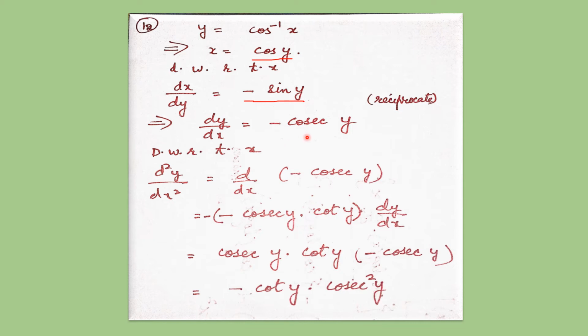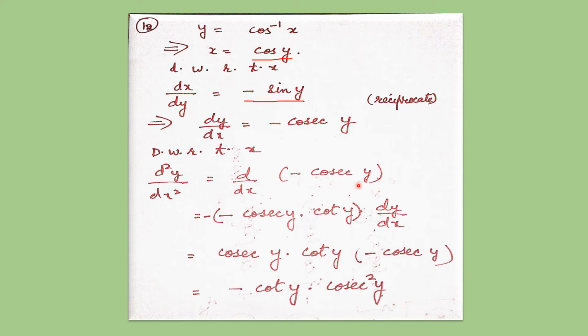Answer will be minus cosec y. So dy by dx is equal to minus cosec y. Again, because we want the second order derivative, differentiate with respect to x. You will get d square y upon dx square is equal to d by dx of minus cosec y. Right? So this minus will come in the beginning as it is.